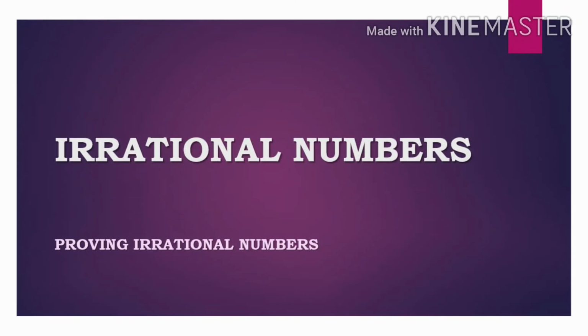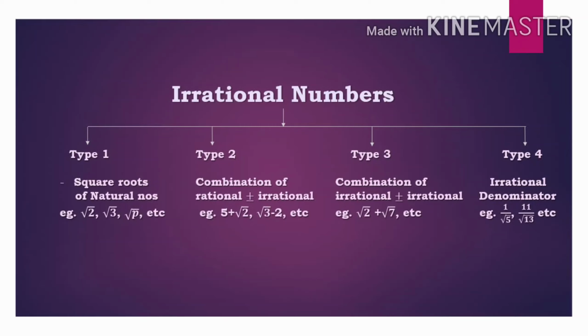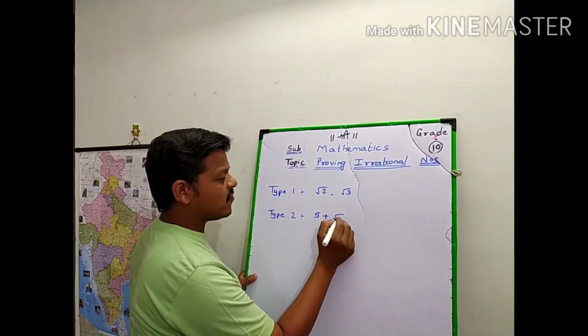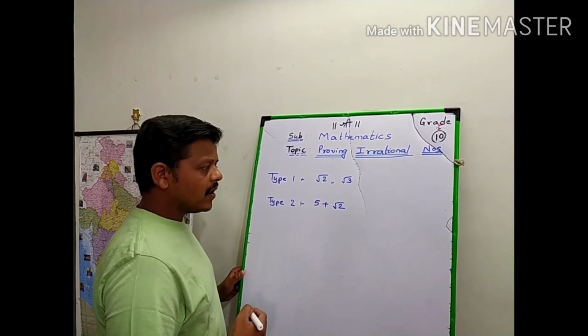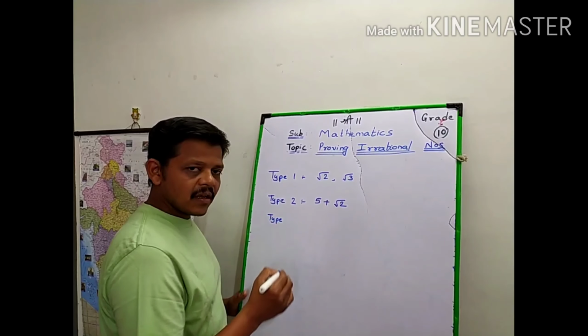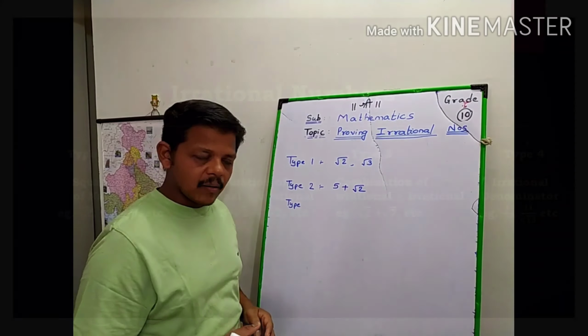As you can see on the screens now, children, irrational numbers are of four types. You're going to write it down in your notebooks. Type 1 is simple: root 2, root 3, root 5, root 7, the simple irrational numbers. Type 2 is the combination. Means what? See the example, 5 plus root 2. Here, the number 5 is a rational number, you know that, and root 2 is irrational.